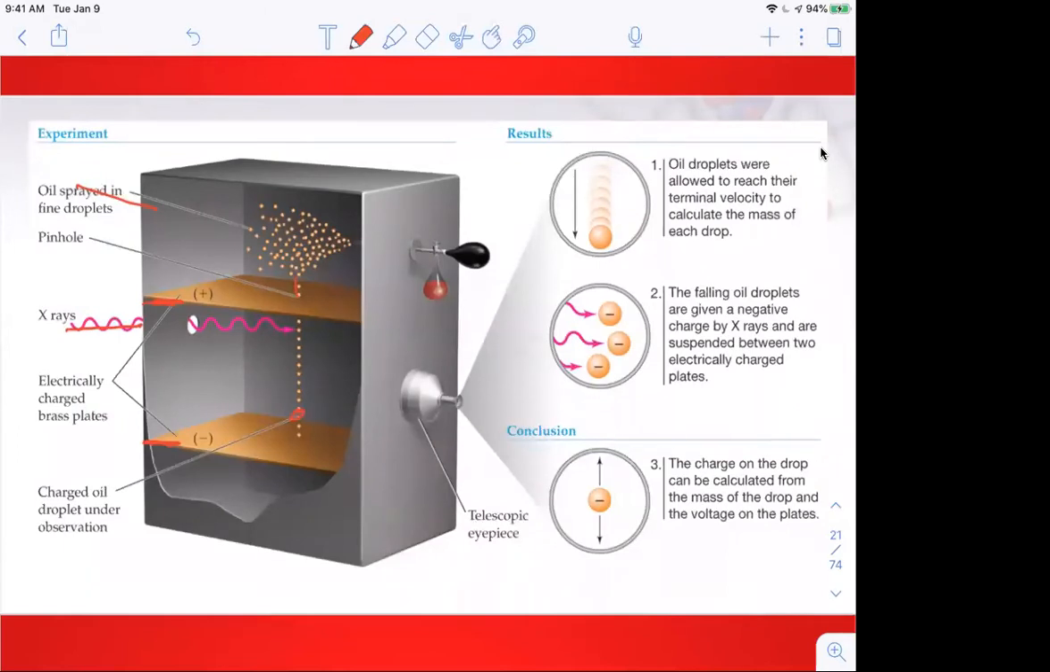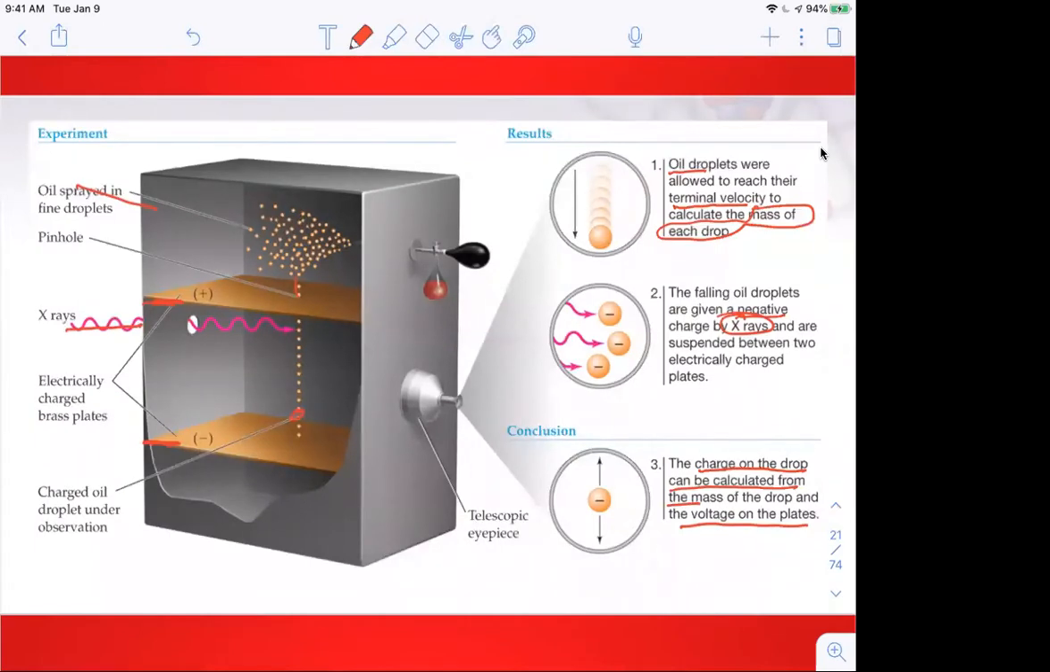What we know is that as the oil droplets are allowed to reach their terminal velocity, you can calculate the mass of each individual drop. The falling drops are given a negative charge by X-rays and are suspended between the two electrical charges. By doing that, the charge on the drop can be calculated from the mass and the voltage on the plates.